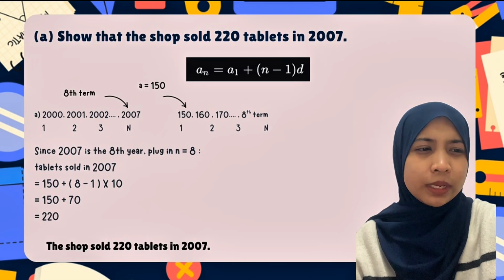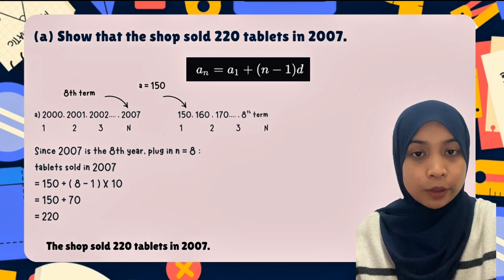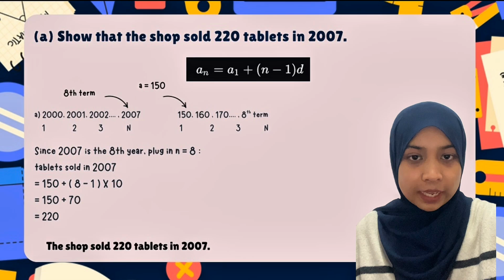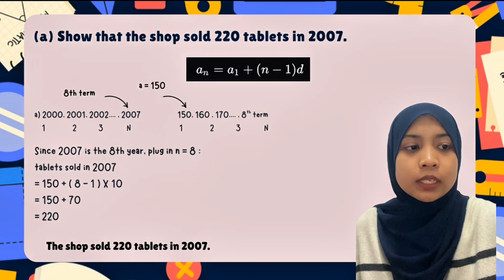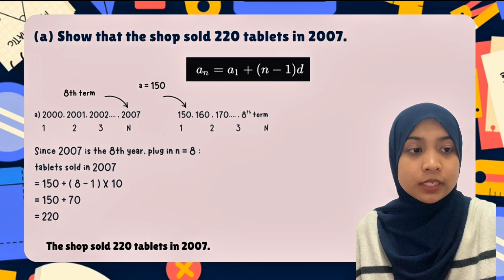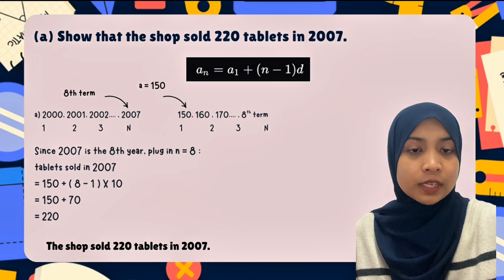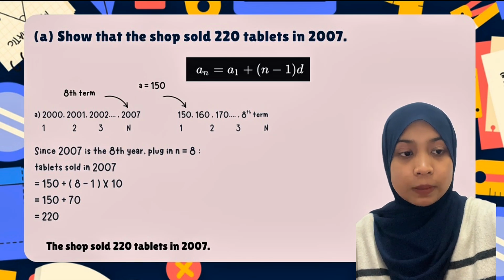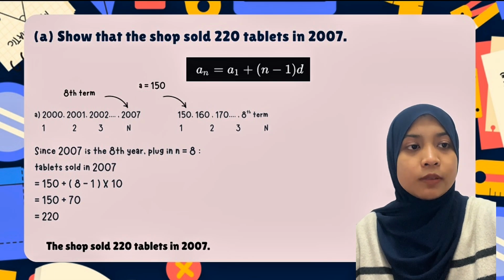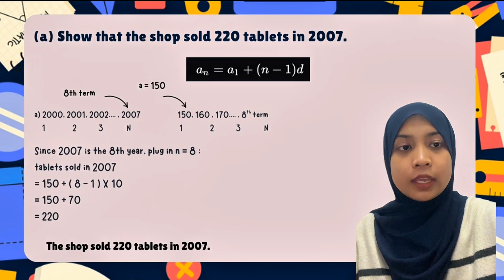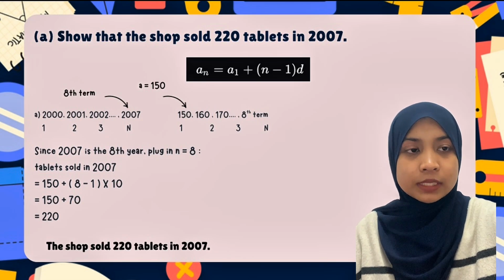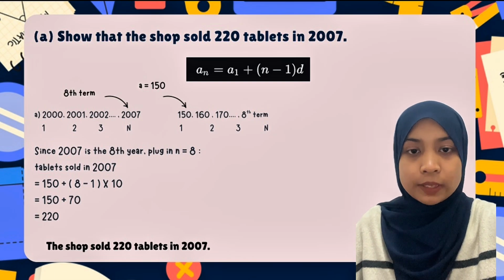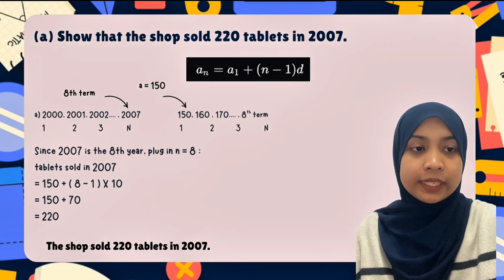To find out how many tablets they sold in 2007, we know that the first term a1 is 150, which is the number of tablets they sold in 2000. The common difference d is 10, since sales increased by 10 each year, and the term number n is 8, since 2007 is the 8th year from 2000. We substitute all of these values into the formula, and we get a8 equals 150 plus (8 minus 1) times 10. Simplifying, we get a8 equals 150 plus 70, and the final answer is 220. Therefore, the shop sold 220 tablets in 2007.